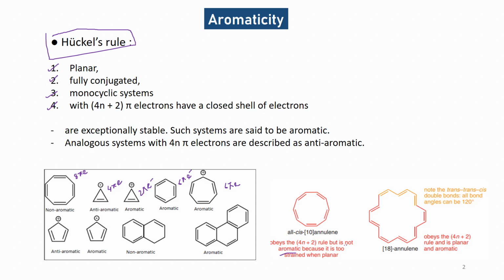Whereas in this compound, when some bonds are trans and some bonds are cis, in that case it can create a planar structure. Therefore it is aromatic with 18 pi electrons. If n equals 4, then this rule is satisfied. It has 18 pi electrons. Okay, so aromaticity is clear.